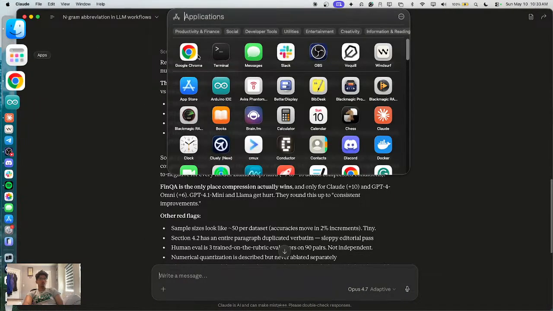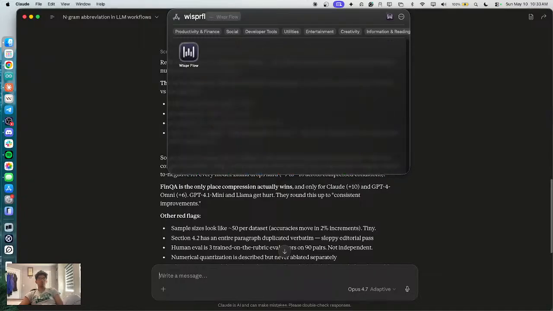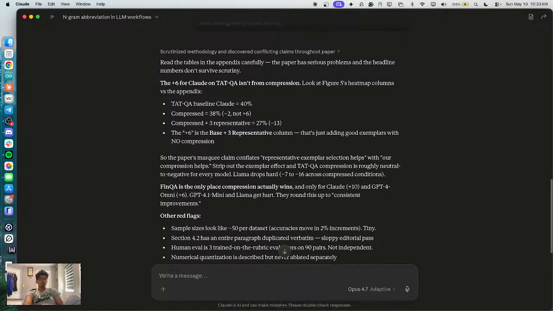Cool. Let's hop on Whisper Flow. I love this piece of software, I can't lie.